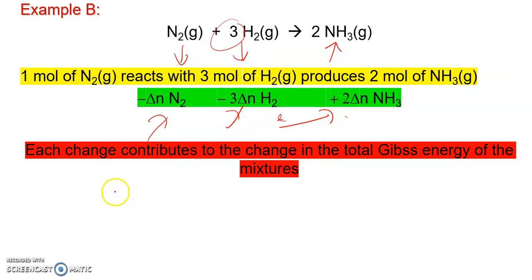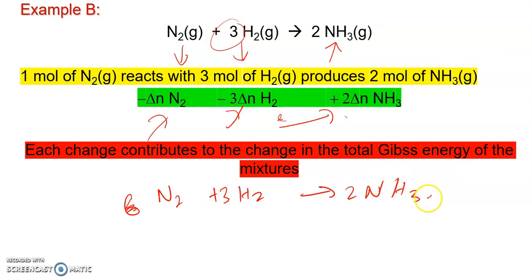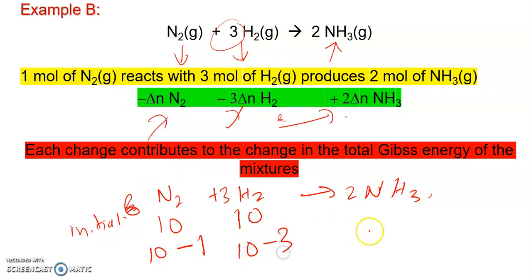So, if I can put it in simple words, for example, if we have nitrogen plus hydrogen, now if we have 10 mole each, however, when we do a reaction, at the early stage, initially, what happened here is 10 will be reduced by 1 because 1 mole will be reduced, and then this 10 will be reduced by 3, and we have an increase of 2. So at the final, we have 9, 7, and 2.